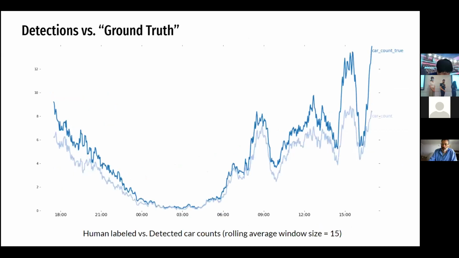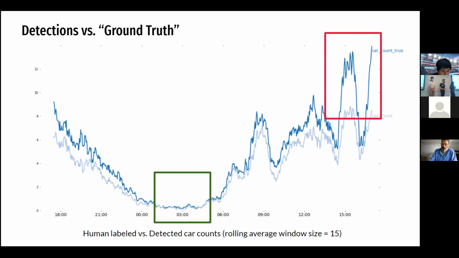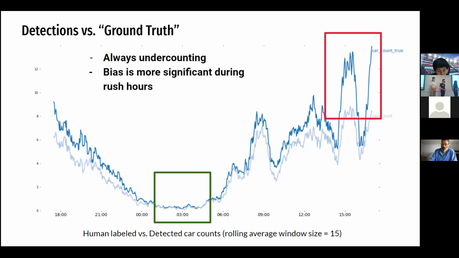So if we put the data together of detection and our quote-unquote ground truth, you see that the dark blue lines are the labeled car count, so our ground truth. The light blue lines are the detected car count from our algorithm. And there are two important insights that we can take away from this comparison. First, our algorithm is always undercounting, which means it does not hallucinate. It does not invent cars when there are no cars. And also, our bias is more significant during the rush hours. So you can compare this part and this part.